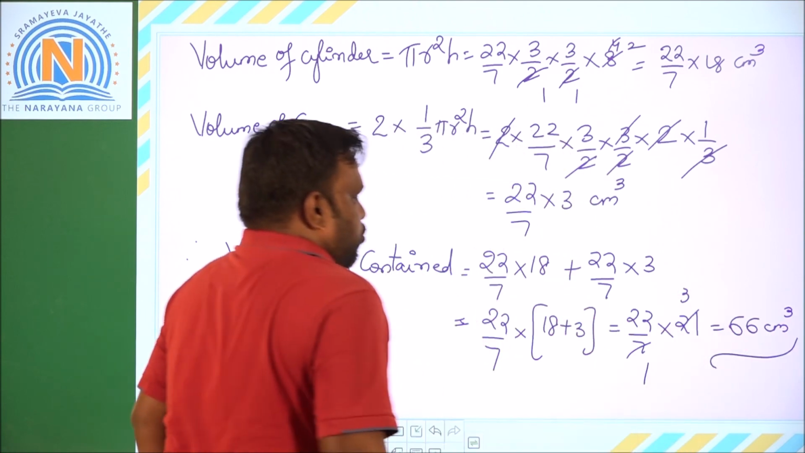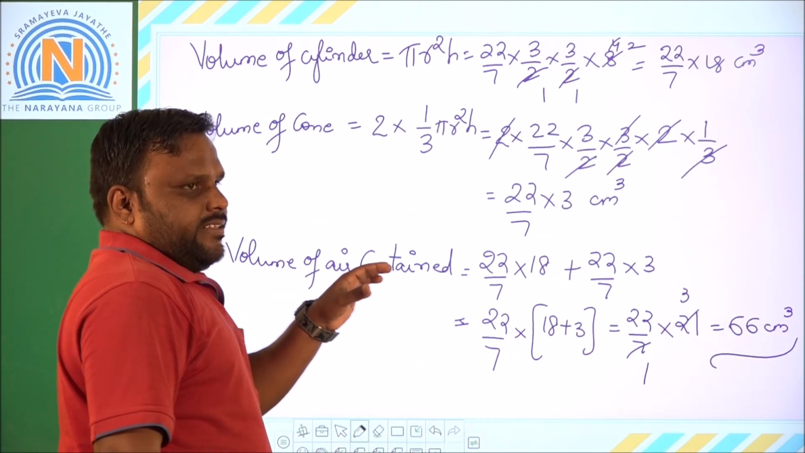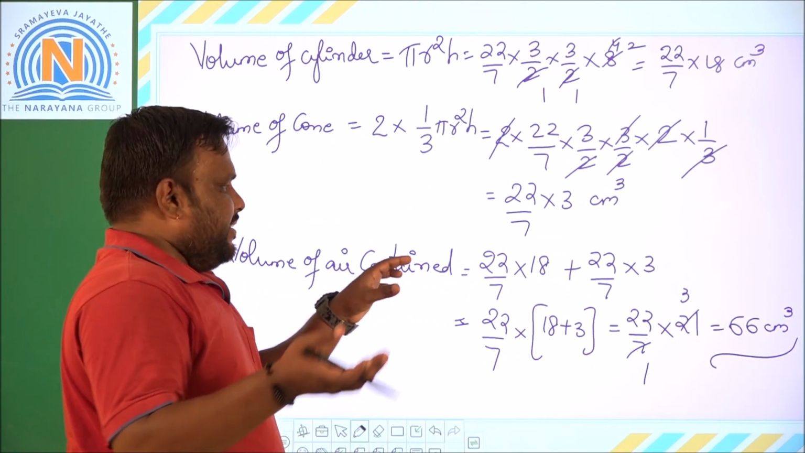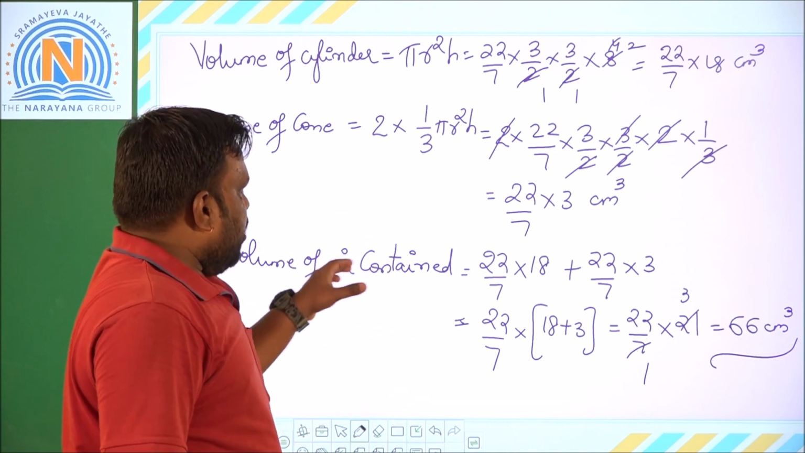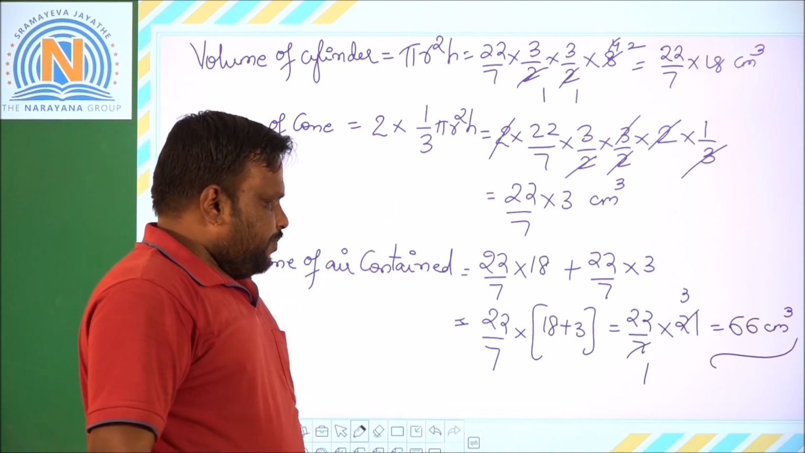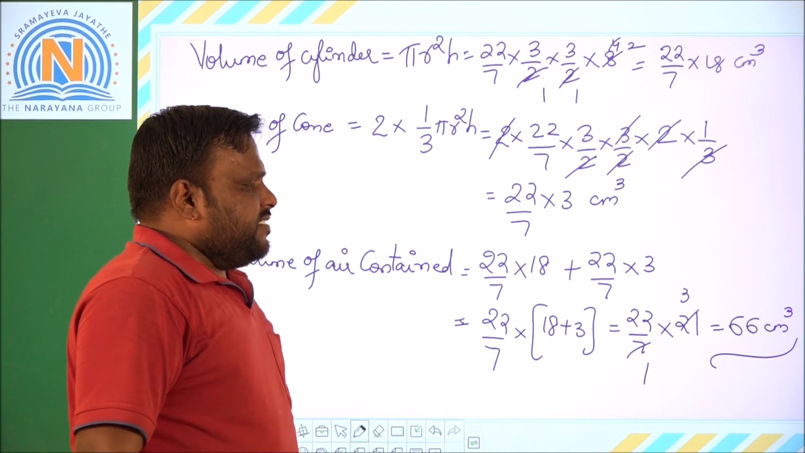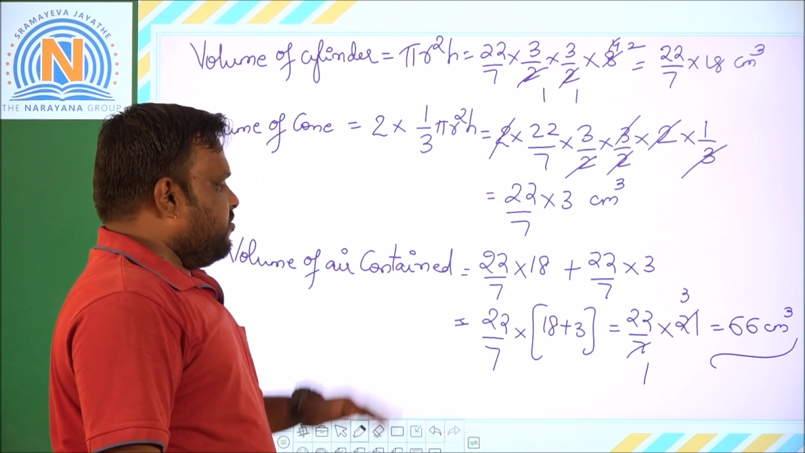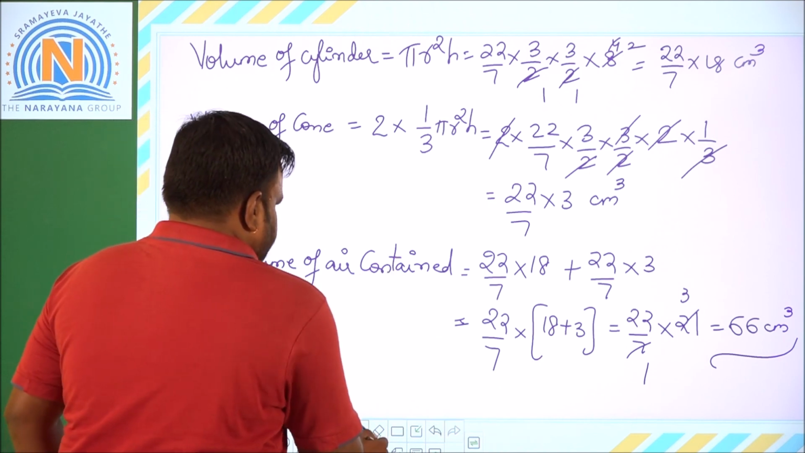This is the total volume of the air contained in it, that is volume of the model, and that means that much amount of air will be present in that model. That is, volume is equal to 66 cubic centimeters. This completes this question. Coming to the third question.